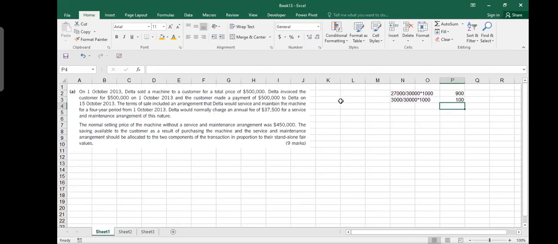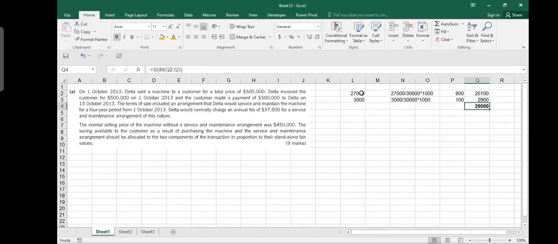Previously you had standalone prices like 27,000 and 3,000. But now after the discount, you should say that the price of the car is 26,100 and the service warranty is 2,900. Total, I'm selling it for 29,000. So actually they were together 30,000, but you sold it for 29,000, and that 29,000 will compose the vehicle and the service warranty with the discount allocated proportionately. So this is one concept, which I just explained as a concept.